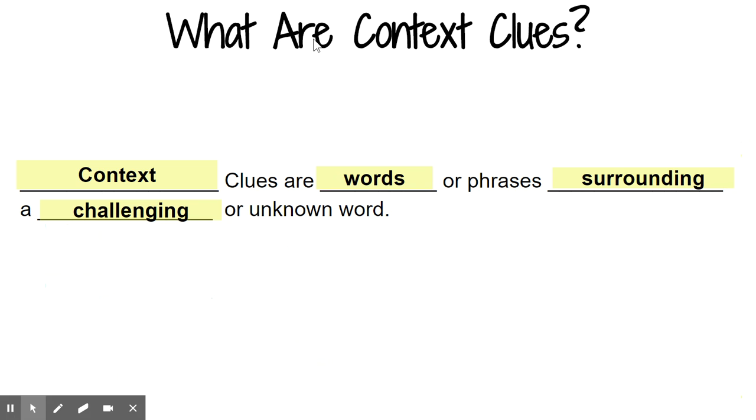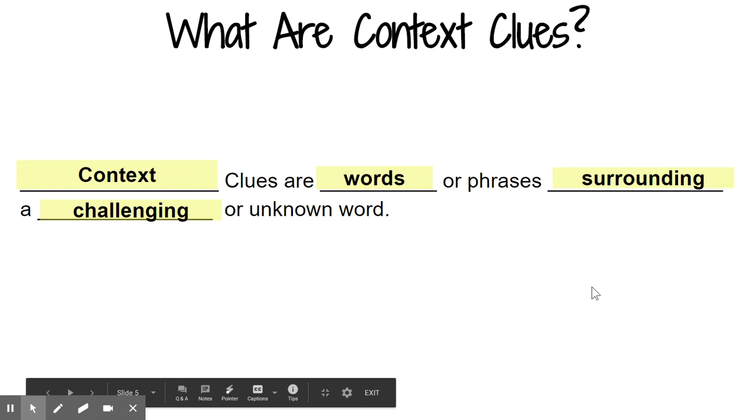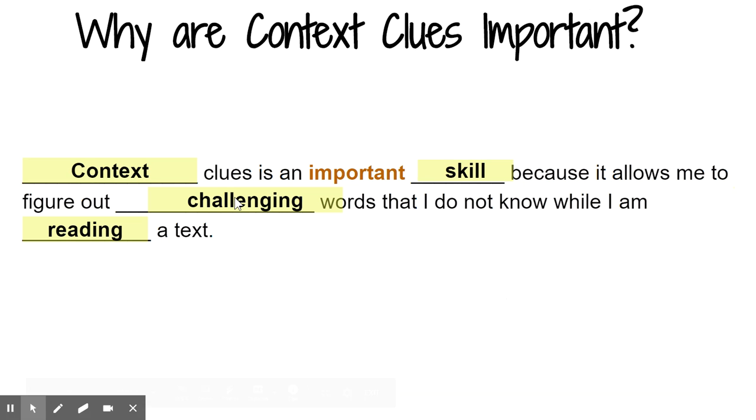Okay, so let's start with what are context clues. Context clues are words or phrases surrounding a challenging or unknown word. So if you locate a word you don't know, all the words and phrases around it are context clues. That's the context, basically. Context clues is an important skill because it allows me to figure out challenging words that I do not know while I am reading a text.